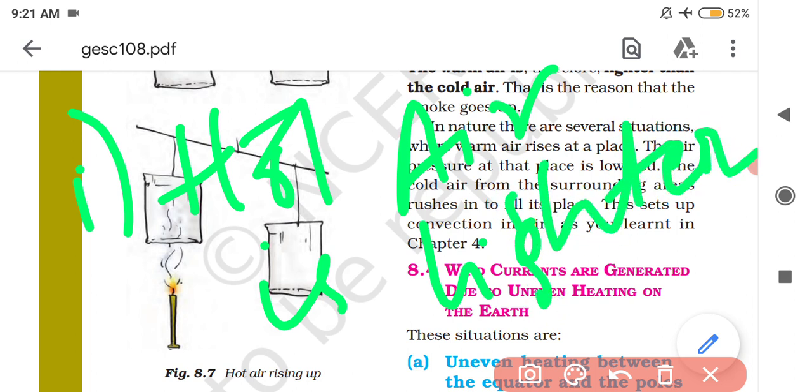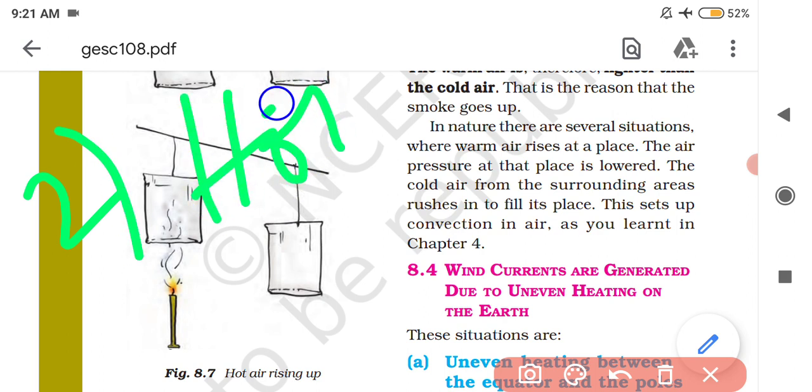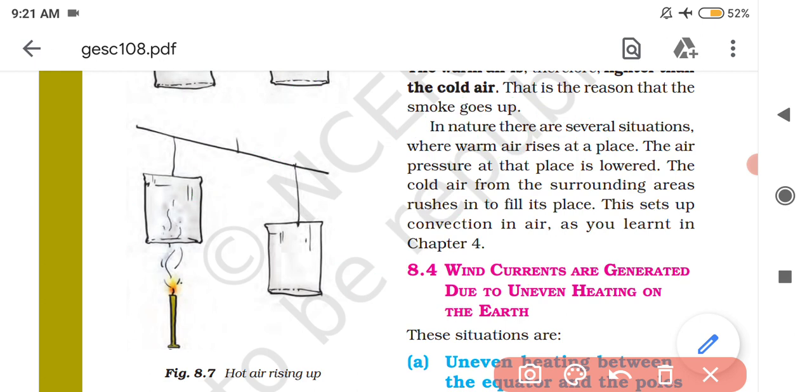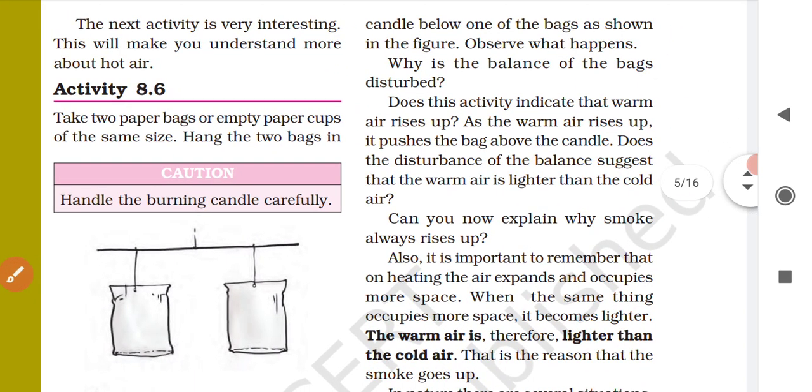Hot air is what? Lighter. And the second conclusion is what? Hot air rises up because it is lighter, right? So hot air will rise up. Understood this activity? So I'll read this out.